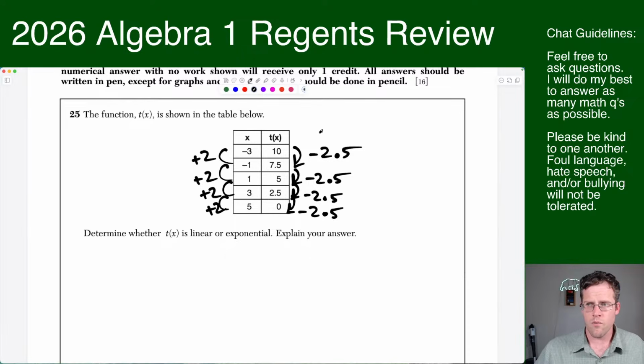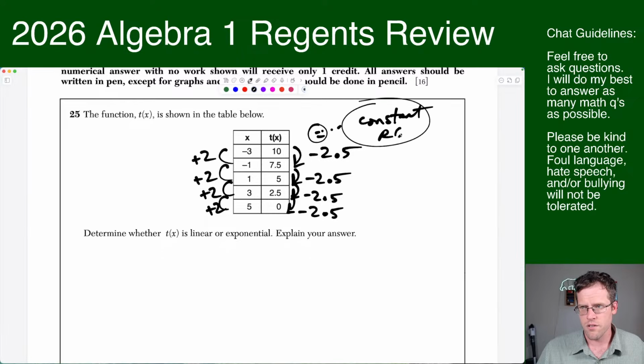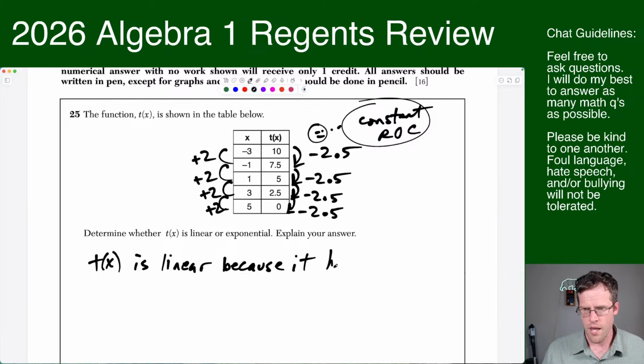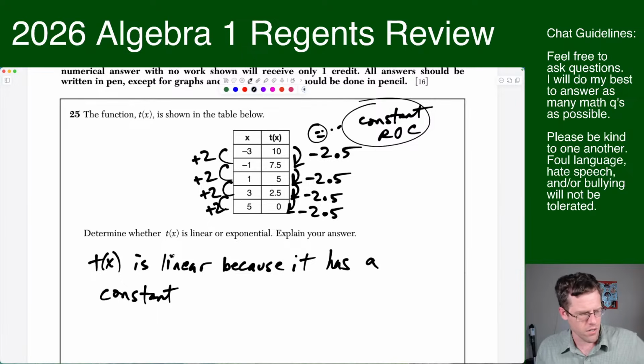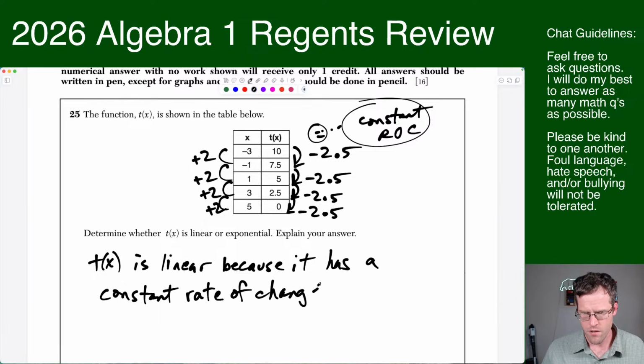So you see where my head goes is like, oh, constant rate of change. So linear. So I would say t of x is linear because it has a constant rate of change. The Regents loves buzzwords. And when you say linear, they really want to hear constant rate of change. Okay, because it has a constant rate of change. Don't say, like, when I imagine it, I see a line.